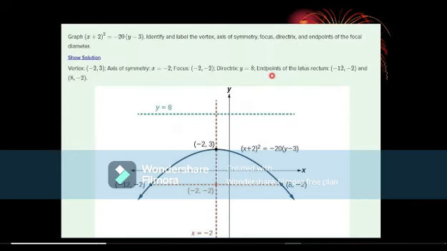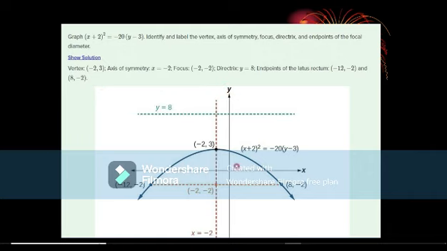Let's have another example. Graph x plus 2 quantity squared is equal to negative 20 times y minus 3. Identify and label the vertex, axis of symmetry, focus, directrix, and endpoints of the focal diameter. Then, here's the solution now. The vertex is negative 2, 3. Axis of symmetry, x is equal to negative 2. Focus is negative 2, negative 2. Directrix, y is equal to 8. Endpoints of the latus rectum, negative 12, negative 2, and 8, negative 2.